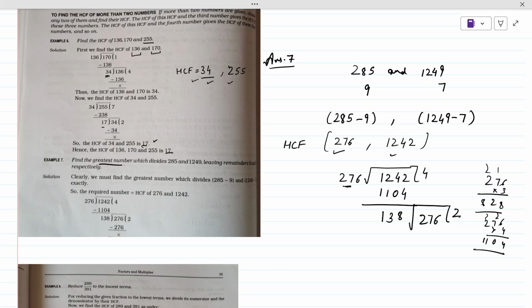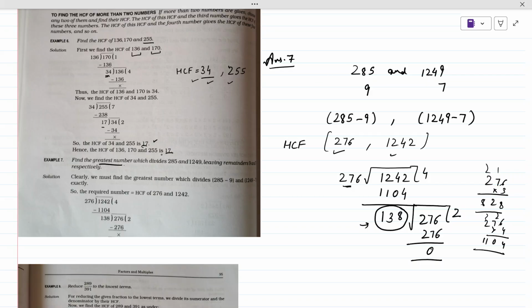138 multiply with 2 will give me the exact number, and we will get 0 as a remainder here. So our HCF is 138 number. The greatest number which we were looking for is 138 here. So kids, I hope you understood this method also. Let me again tell you how we have done this particular question.